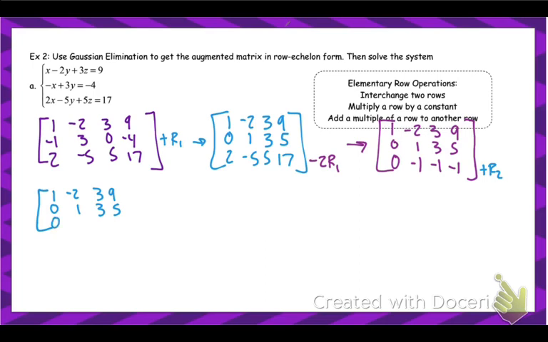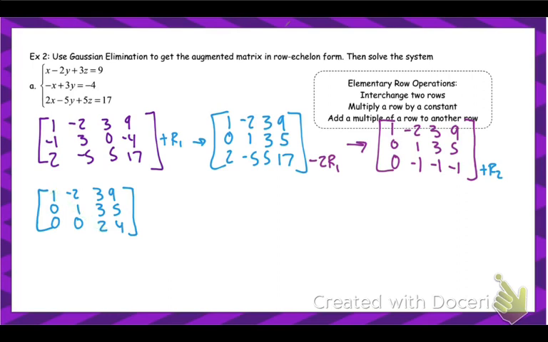So I've got 0 plus 0, -1 plus 1, -1 plus 3, and -1 plus 5. So now I have my triangle of zeros. That's the hard part. Once you get that, the rest of this is pretty easy. The other thing I need is a diagonal of 1s. Well, I already have 2 of them.